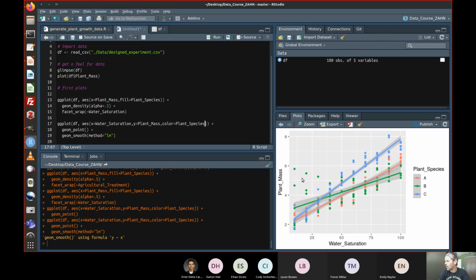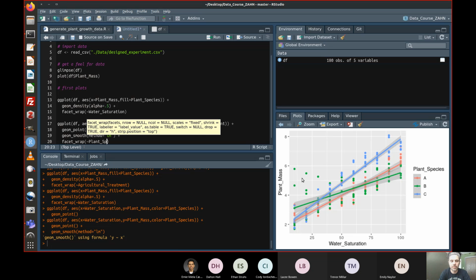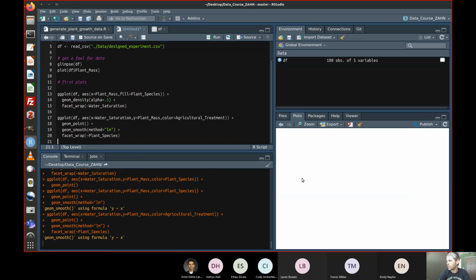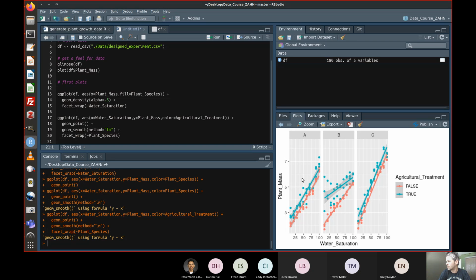So let's think. I can do color equals agricultural treatment, geom_point plus geom_smooth with method lm, and then add a facet wrap based on plant species. That's a different way of looking at things. Now we're taking into account water saturation, plant species, and agricultural treatment all at once in the same plot. What do you see here that's different?